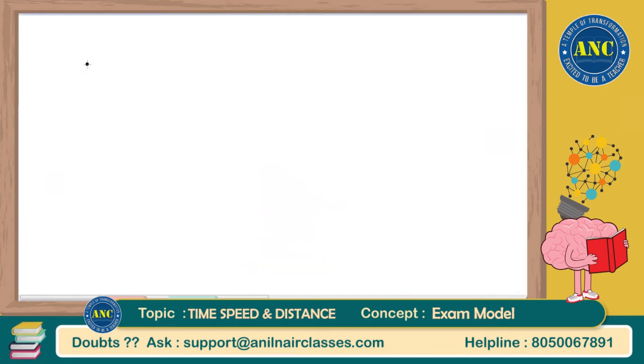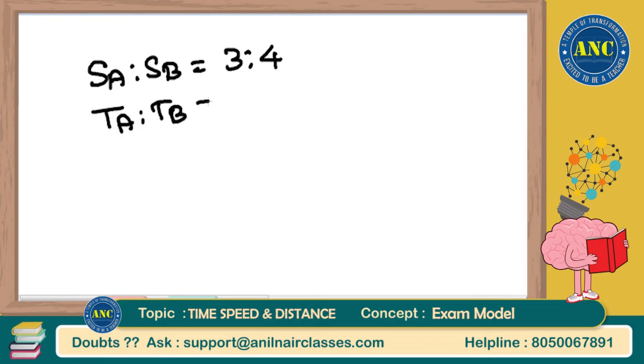It's a very easy question. We have already solved it. Speed of A is to speed of B, it is 3 is to 4. Speed and time are inversely proportional. Time ratio will become ulta, 4 is to 3.